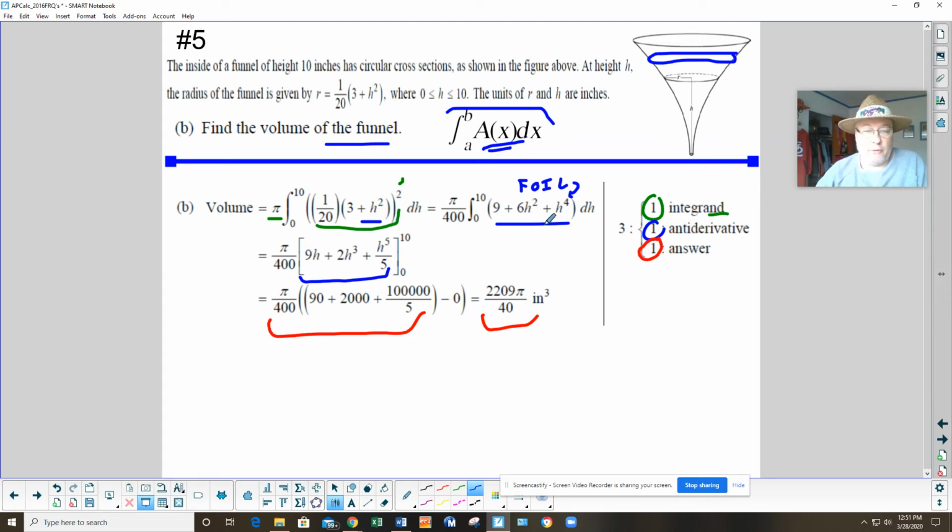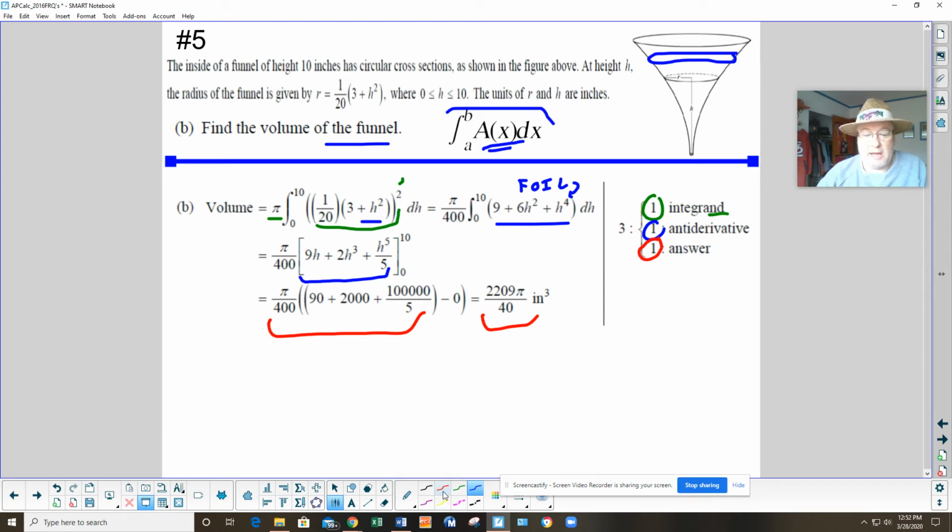You really do have to FOIL this all out. And then, so that's just getting you started before you take the antiderivative, and taking the antiderivative of 9 is 9h, and 6h squared is 2h cubed, and then power rule raises to a 5 divided by 5. So it's just 3 simple power rule problems. And if you did put all of these over 400, that's perfectly fine if you didn't pull out the 1/400.